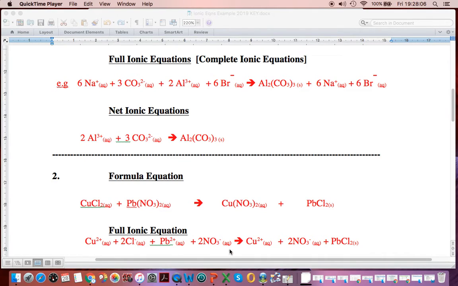2 nitrates and the aqueous. This has to be Cu2+. There's my nitrate, and this comes down the same because it's solid. Now, what I see, I can cancel out Cu2+, Cu2+.